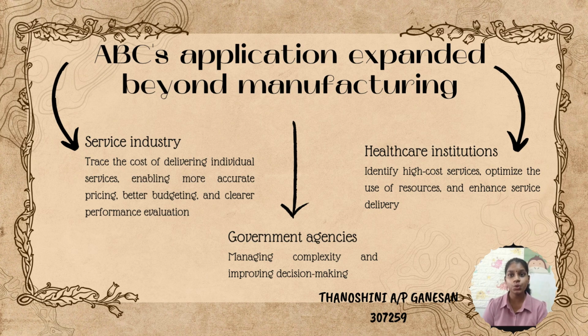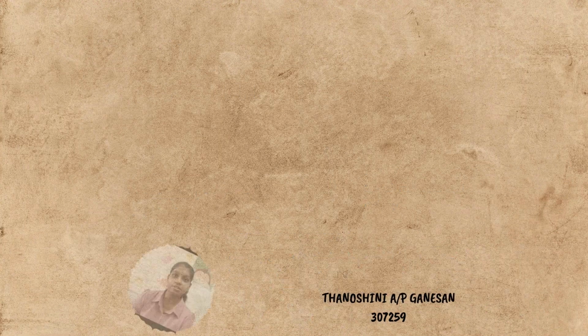Government agencies too have embraced ABC to strengthen financial accountability. With public scrutiny and limited budgets, ABC allows departments to evaluate how taxpayer funds are spent and prioritize funding for the most impactful programs. Across these sectors, ABC has evolved from a manufacturing cost tool to a strategic system for managing complexity and improving decision-making.